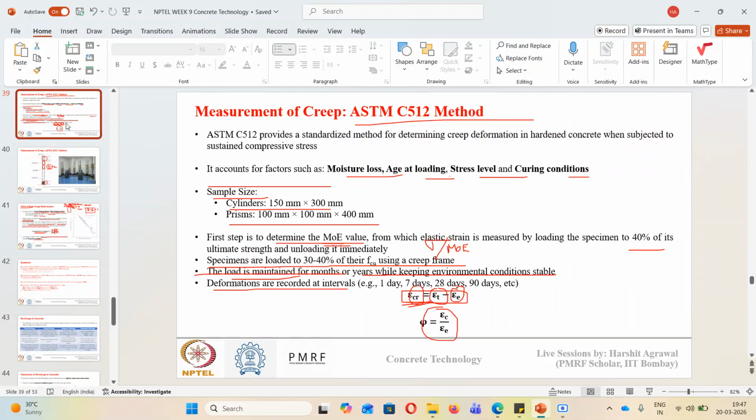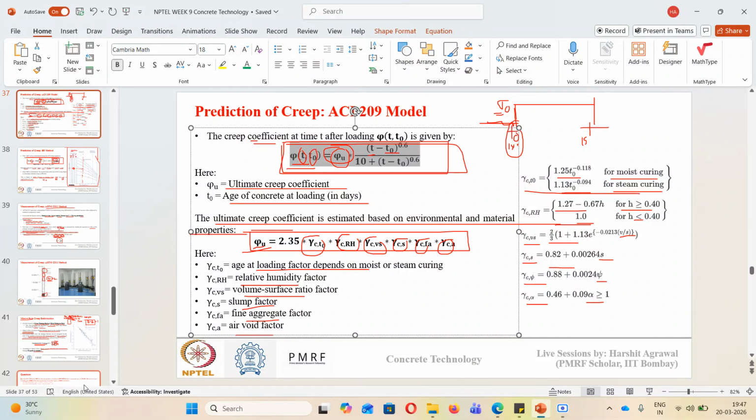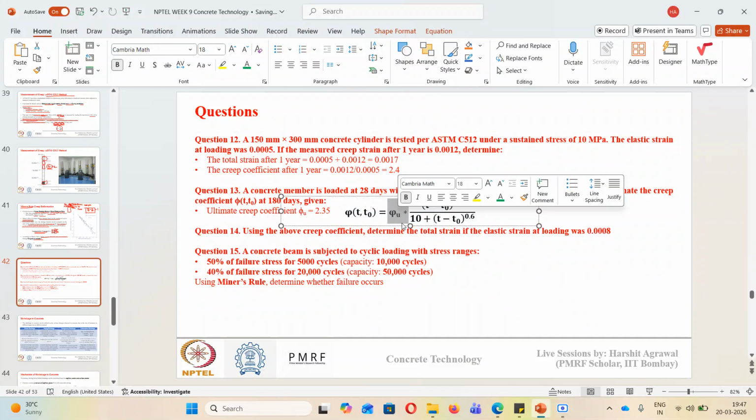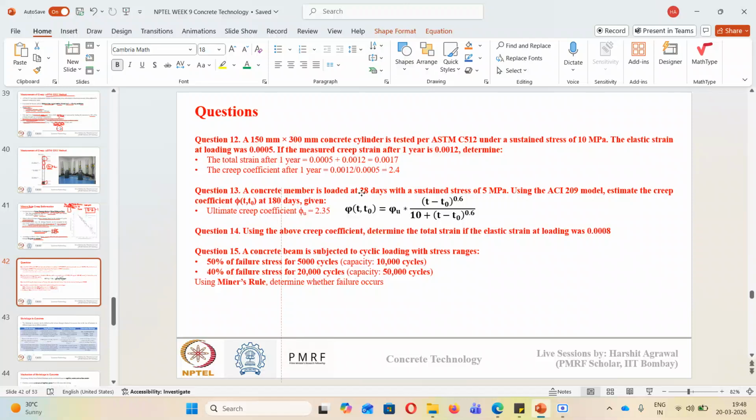So just think about this formula. The ultimate creep is given to you. t naught, you know, is 28 days. t is 180 days. So you need to determine the creep coefficient after 180 days.